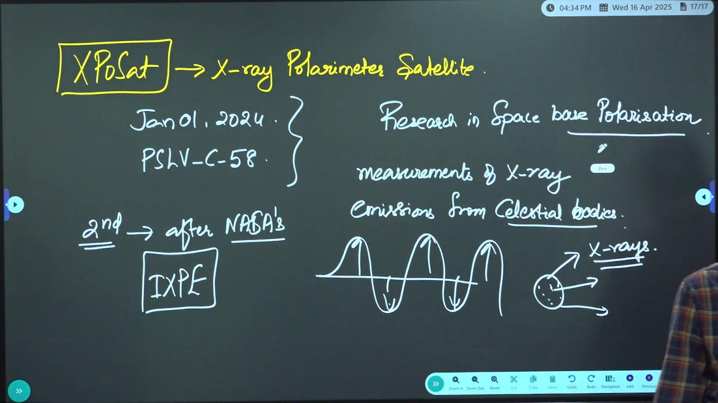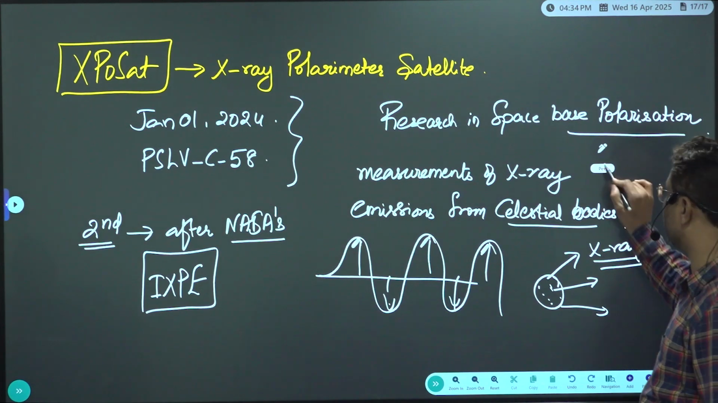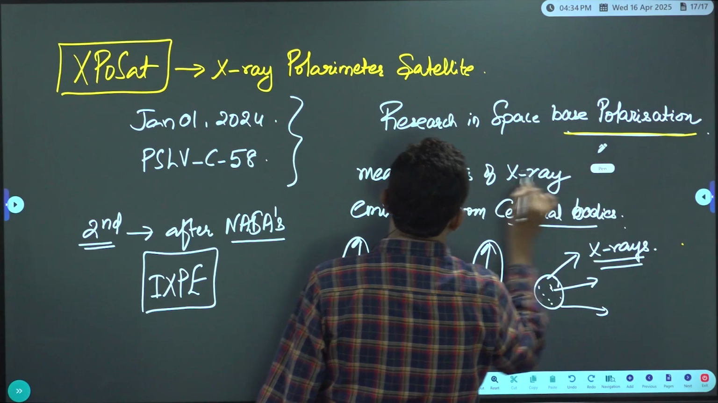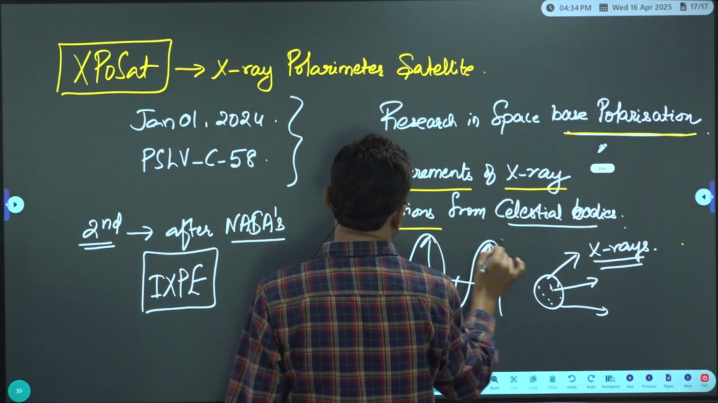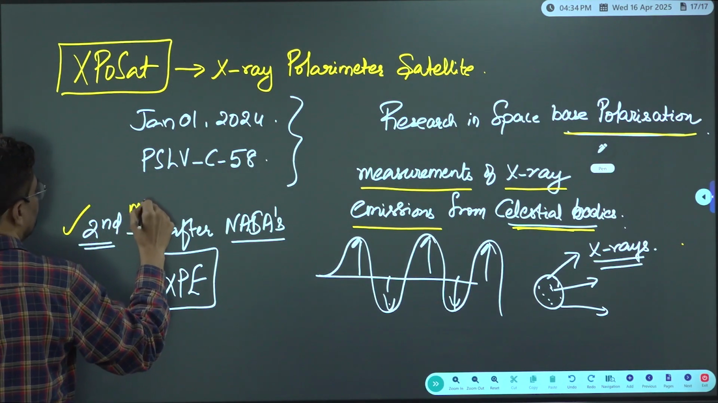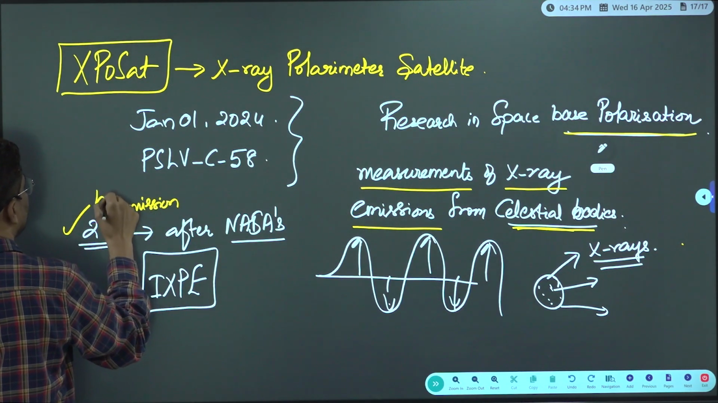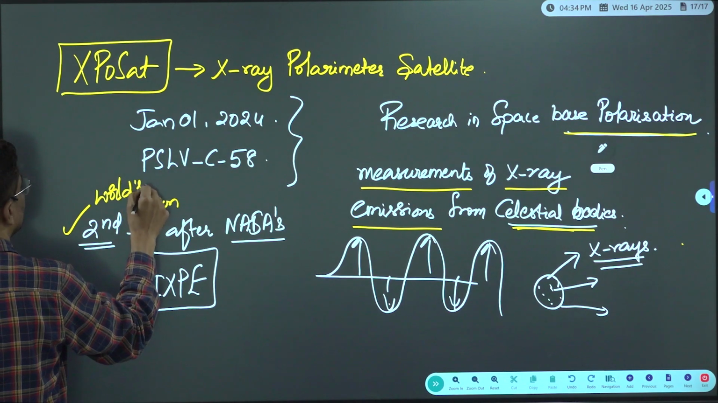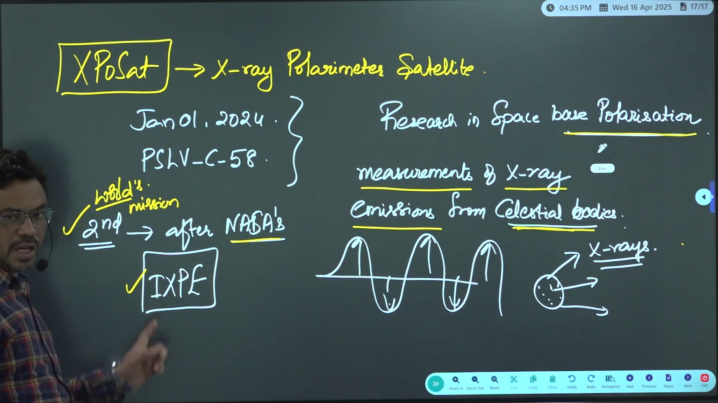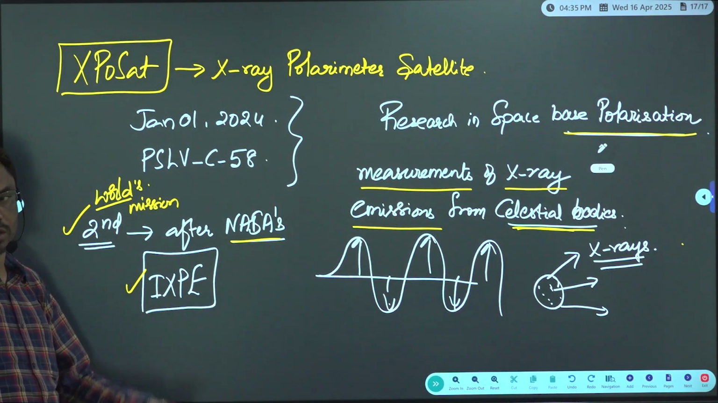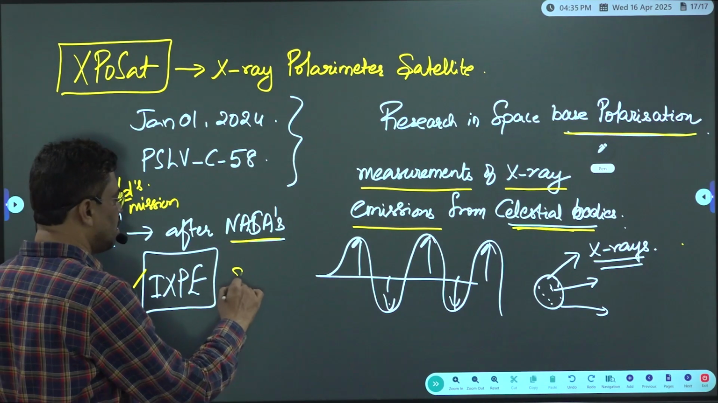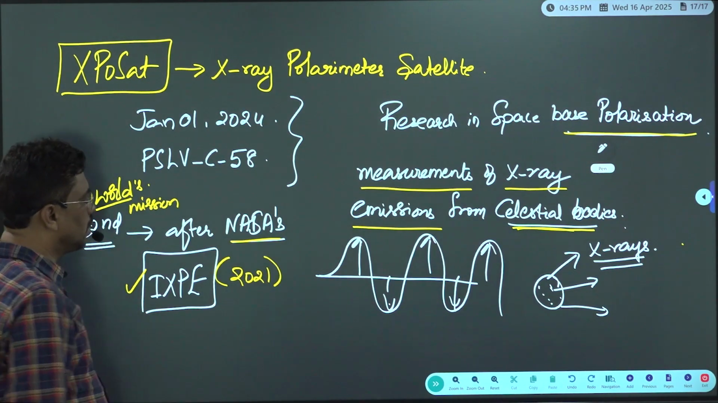So just to remember, this XPoSat mission is to observe the polarization measurements of X-ray emissions from celestial bodies. It was the world's second mission after NASA's IXPE, the Imaging X-ray Polarimetry Explorer, which was launched in the year 2021.